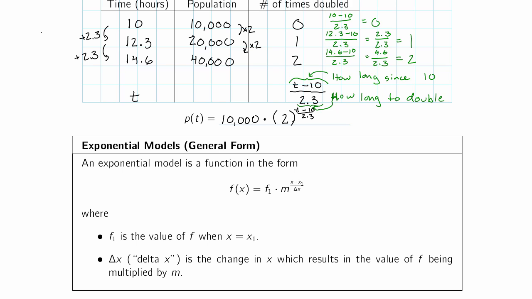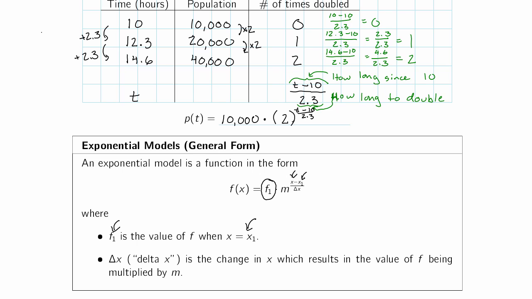Here we have the most general form of an exponential model. And if you try to memorize this, you're going to get lost. So please remember the example we just saw and how we constructed this. So what do we have? We have some starting value of our input and some starting value of our output. The starting value of our output is what we multiply by at the beginning. The starting value of our input, we subtract it from whatever input we're using.